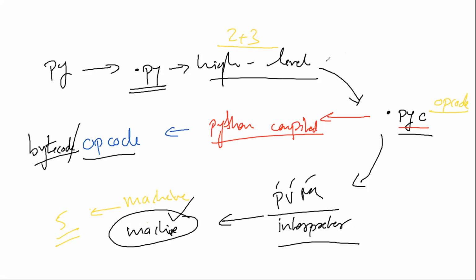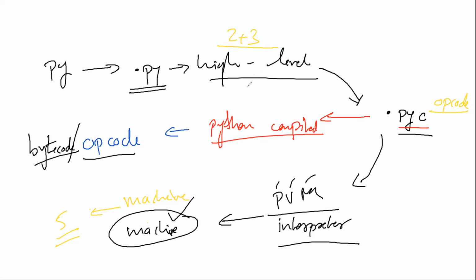What's the full form of PVM? Python virtual machine. Like JVM, like in case of Java, we have JVM, Java Virtual Machine. In Python, we have Python Virtual Machine. I'll tell you about this. Okay, so no doubts coming in here.